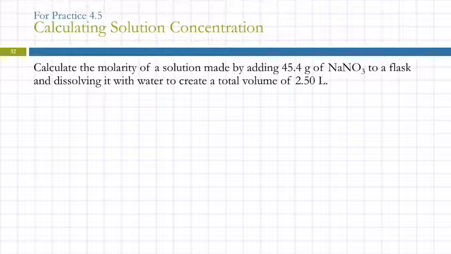Well, let's do a calculation of solution concentration. Calculate the molarity of a solution made by adding 45.4 grams of sodium nitrate to a flask and dissolving it with water to create a total volume of 2.50 liters.